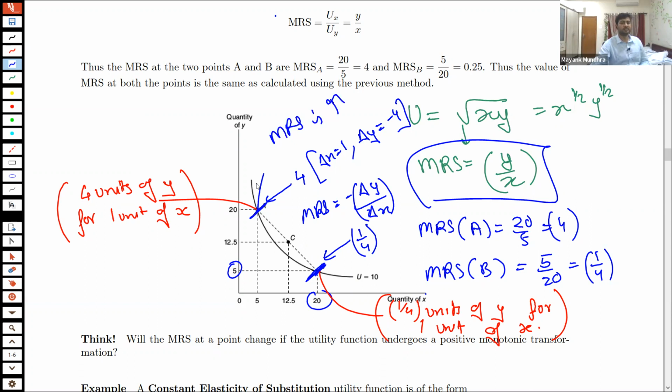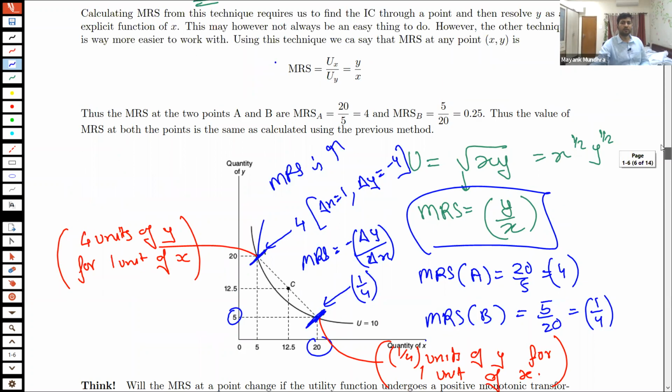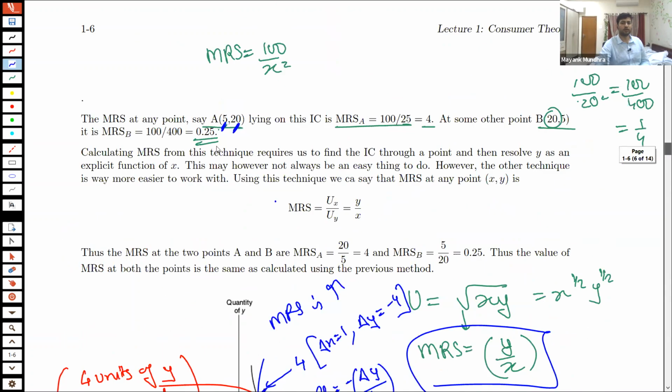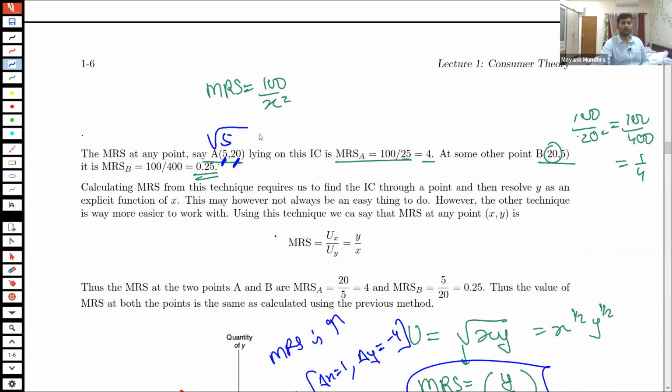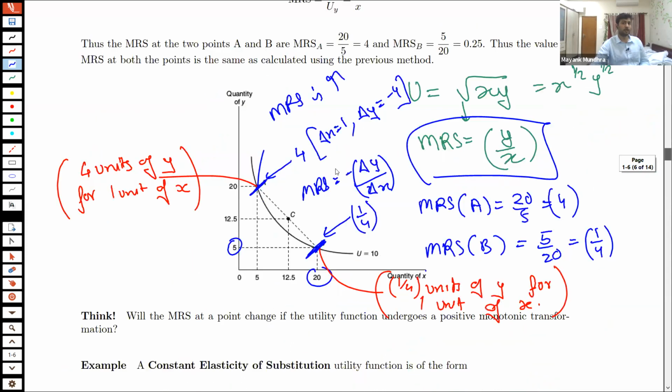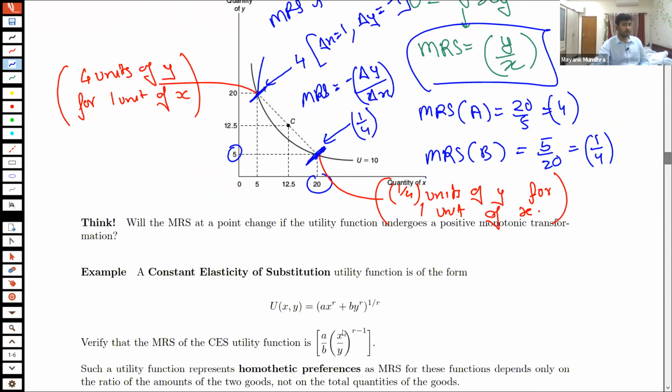These are 2 points on the same indifference curve. Why are they on the same indifference curve? Because at point A, remember my utility function is under root xy. So under root of 5 into 20 is 10 and point B is 20 comma 5. So under root of 20 into 5 is also 10. So these are 2 points with the same utility.